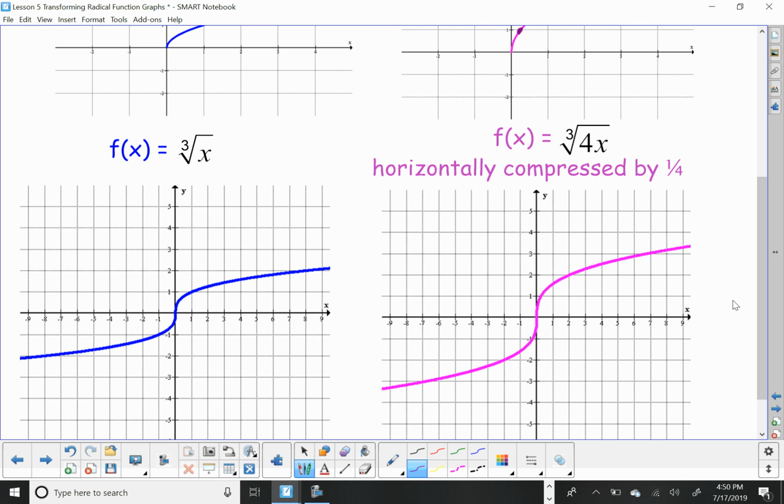Cube root, same kind of idea, over 1/4, up 1. And then instead of over 8, you're going to go over 2 to go up 2. 1/4 of 8 is 2. Okay?